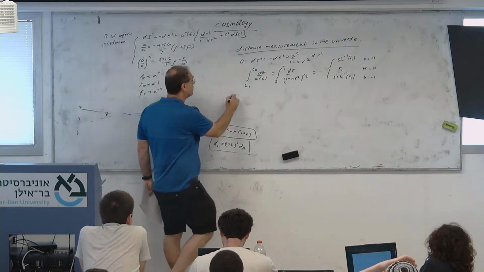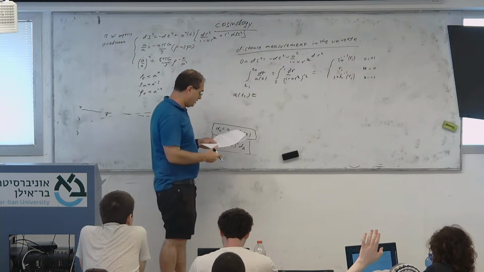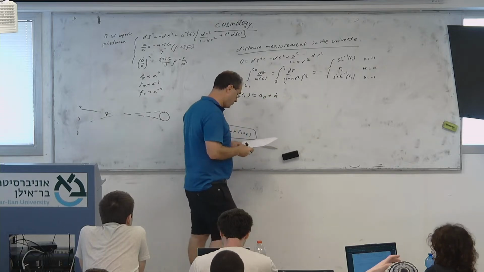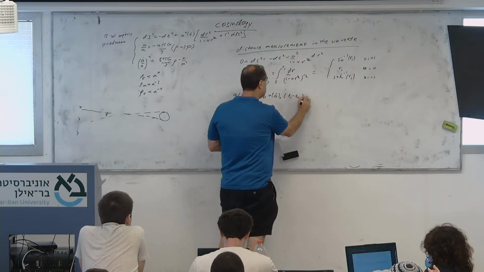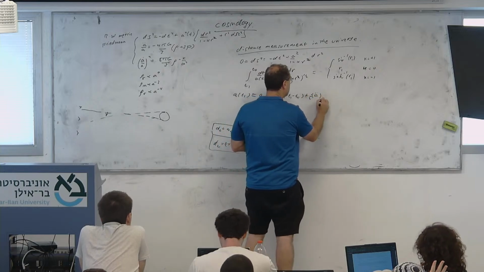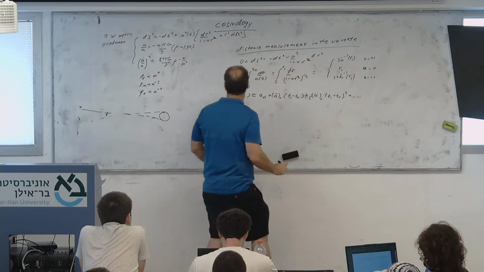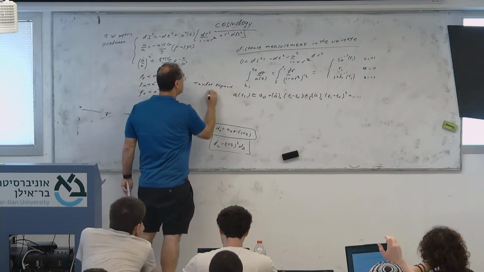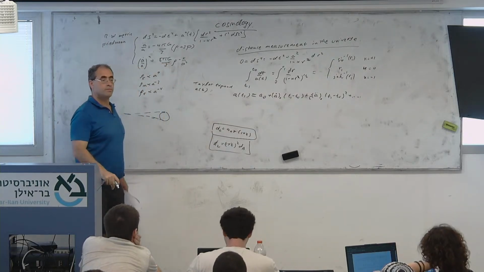So a of t1, you can write it down as a0 plus a dot at 0 times t1 minus t0, plus 1/2 a double dot at 0 times t1 minus t0 squared, plus so on. Taylor expand a of t.